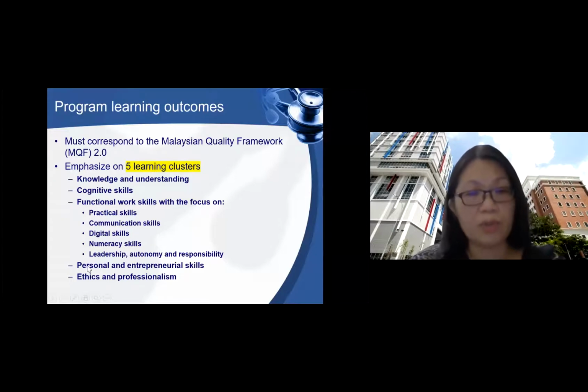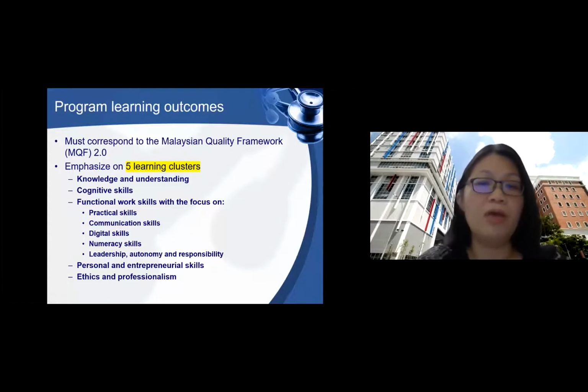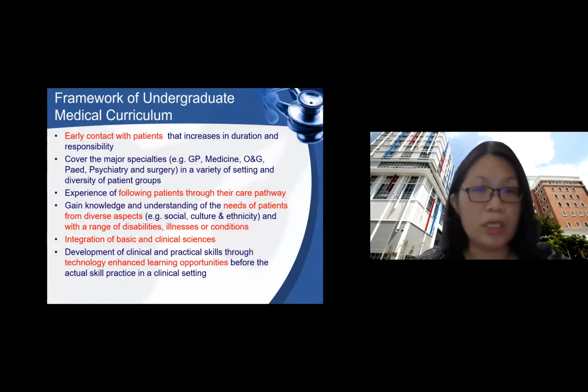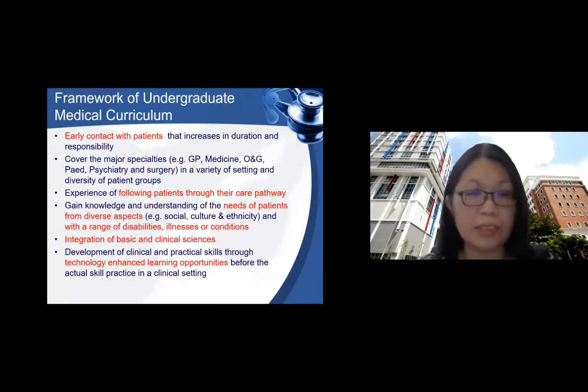And at the same time, our program learning outcome should also emphasize personal entrepreneurial skill and also ethics and professionalism. Okay, so these are the 5 learning clusters that all the medical programs in Malaysia will put their emphasis on. Okay, so this is the brief framework about the undergraduate medical curriculum in Malaysia. So altogether, we must at least fulfill 6 of these important points here.